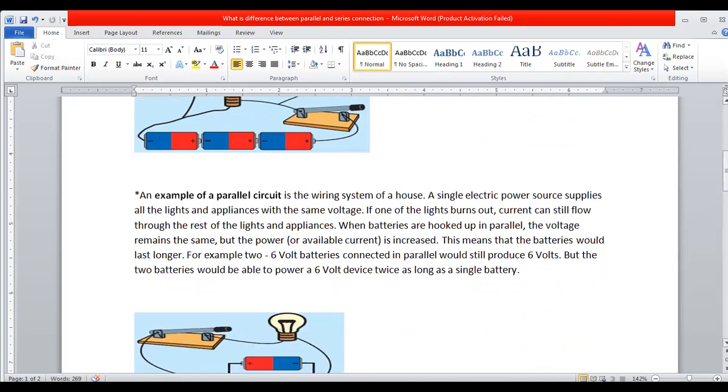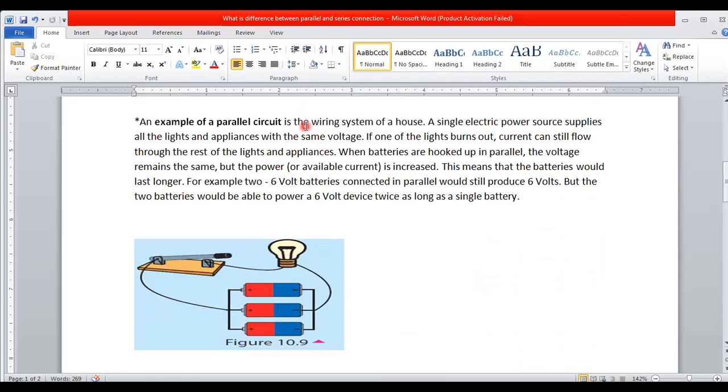An example of a parallel circuit is the wiring system of a house. A single electric power source supplies all the lights and appliances with the same voltage. If one of the lights burns out, current can still flow through the rest of the lights and appliances.